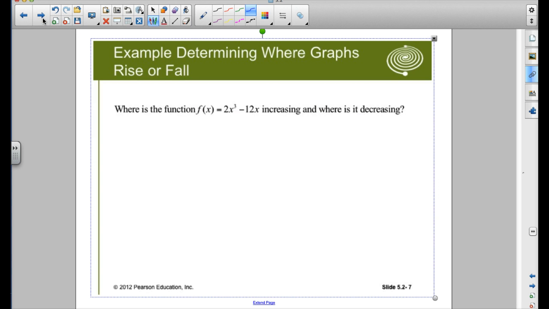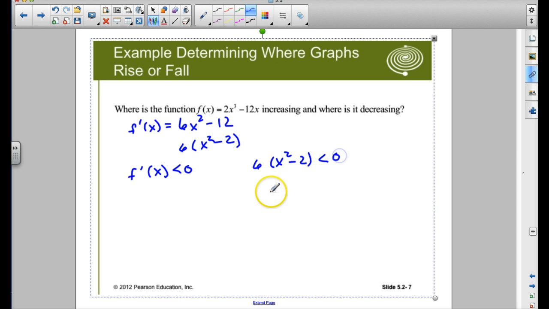So let's look at this. It says, where is the function increasing and where is it decreasing? So let's take the derivative of this. We know that f prime of x is equal to 6x squared minus 12. If we factor that out, we get 6 times x squared minus 2. And now we want to know when it's decreasing. If it's decreasing, that means the derivative has to be less than 0. So therefore, 6 times x squared minus 2 is less than 0. x squared minus 2 is less than 0.